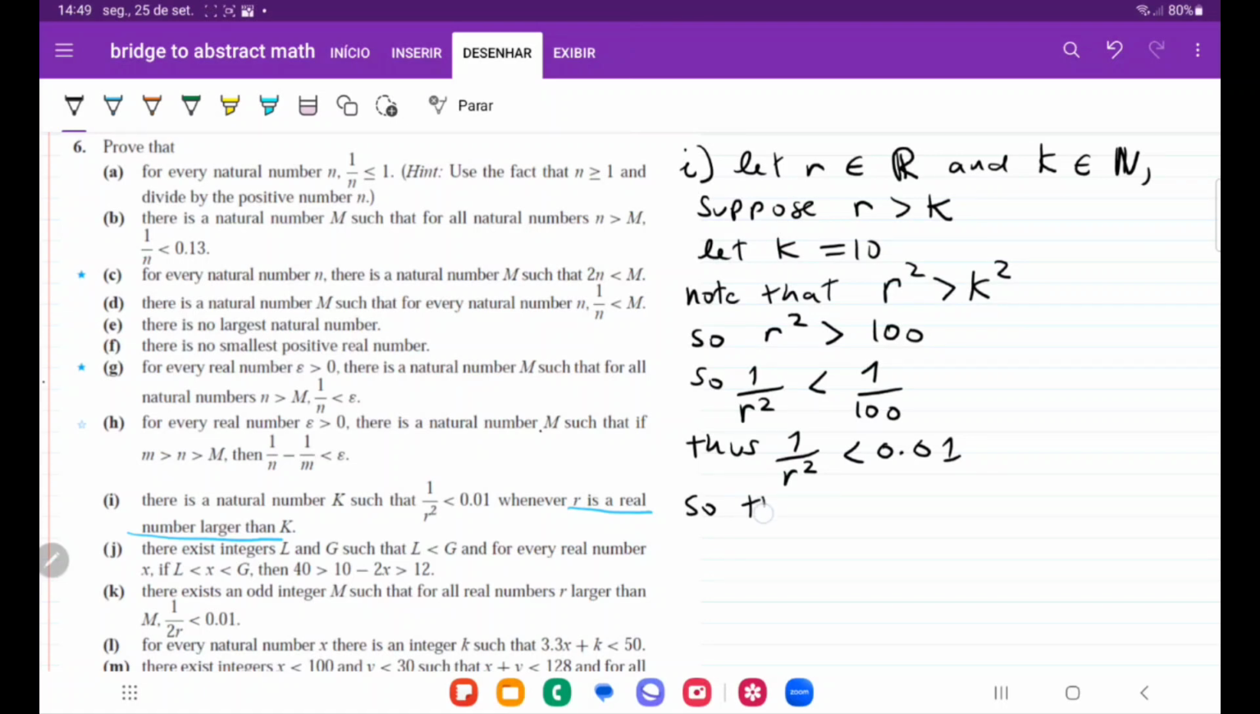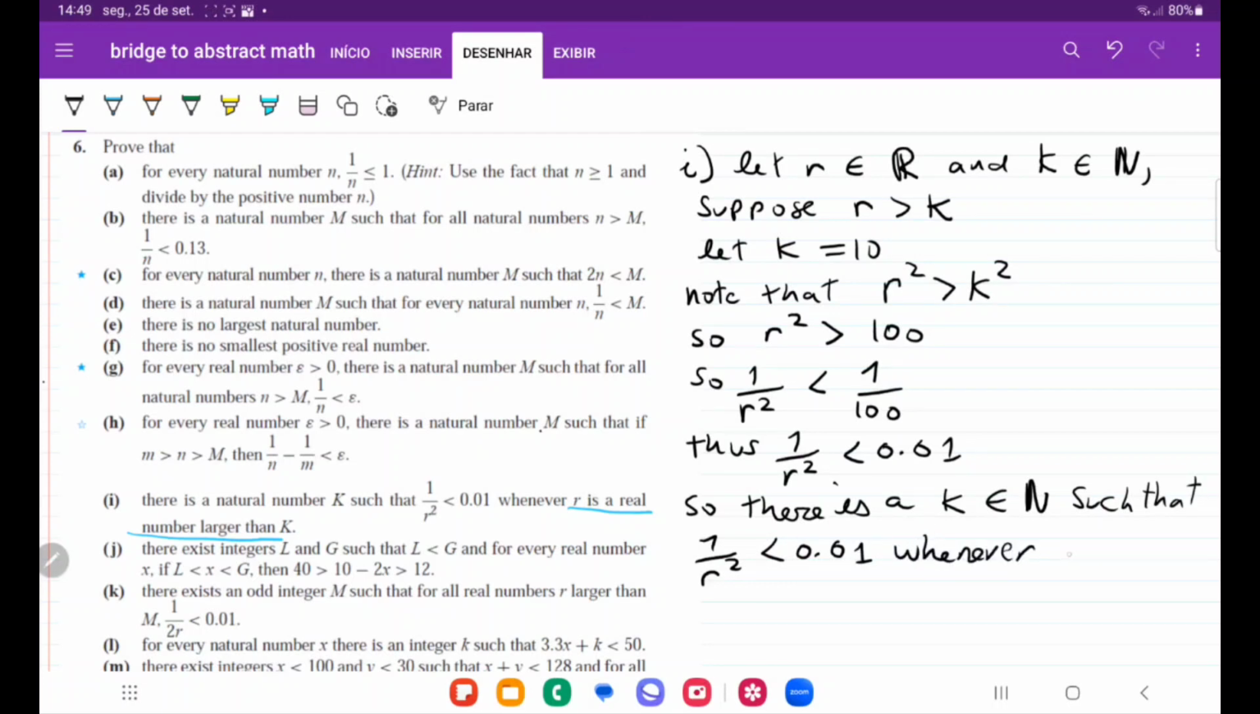So there is a k belonging to the set of natural numbers such that 1 over r squared is less than 0.01 whenever r belongs to the set of real numbers and r is greater than k. So that is it. We have shown what we needed to show for item I. Let's do then item J.